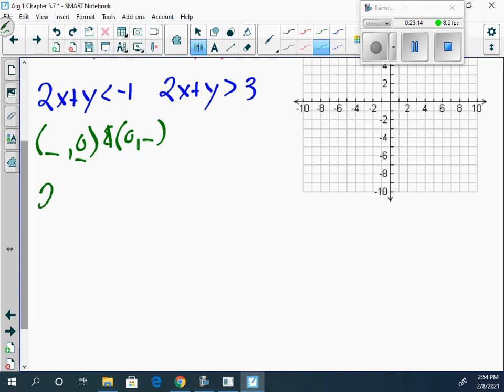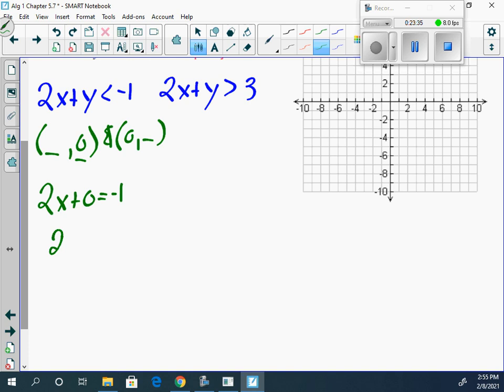So if I plug that in, we'll have 2x plus 0 is equal to -1. Now, we switched it to equals because we're trying to find the point that is on the line. It's going to make it true. It's this true statement. So we're not really looking at shading greater than or less than. We're trying to see what points are going to make this line.